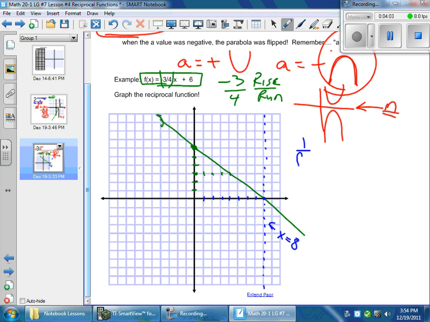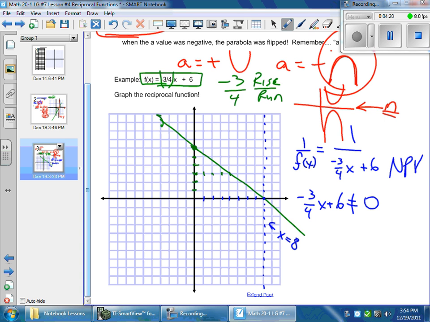Well, let's look at the reciprocal function, 1 over f of x. So in other words, 1 over negative 3/4 x plus 6. And we know that negative 3/4 x plus 6 better not equal 0 because why? It's not permissible. It's an NPV. So okay, let's subtract 6 from both sides, giving you negative 3/4 x equaling negative 6.